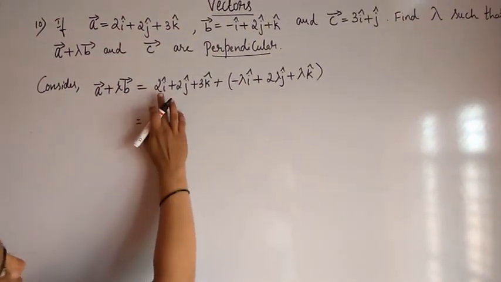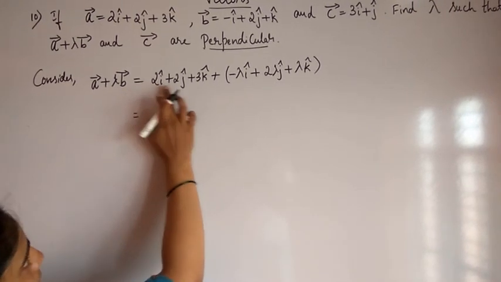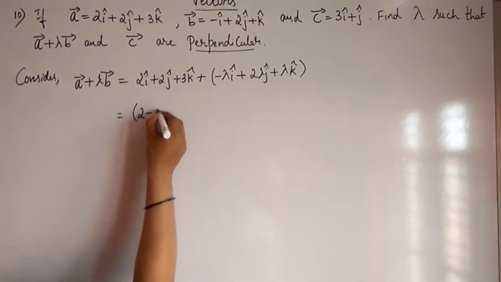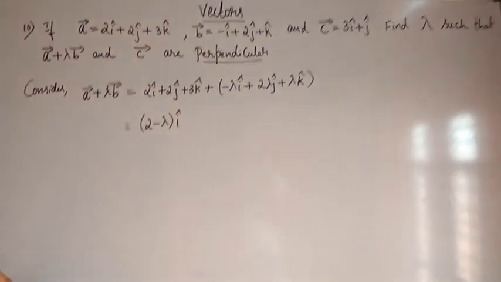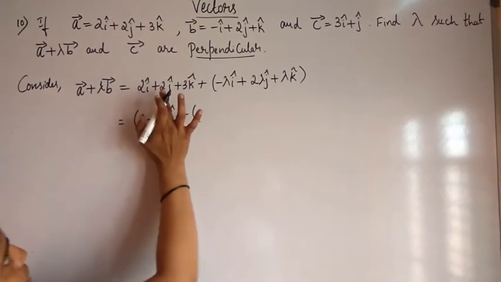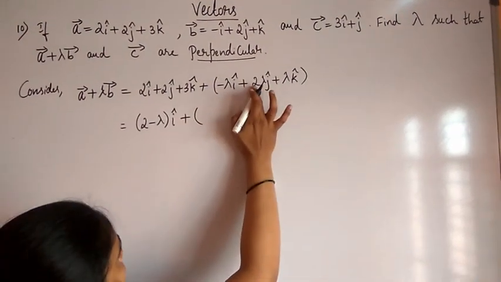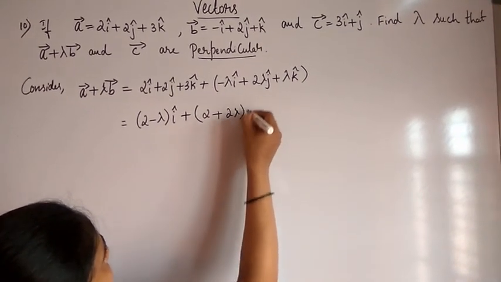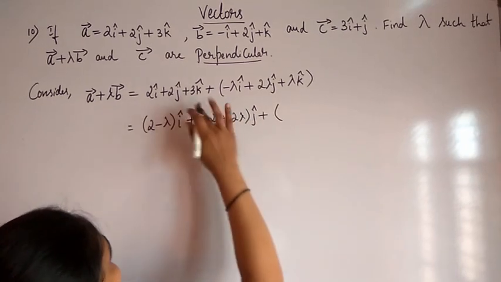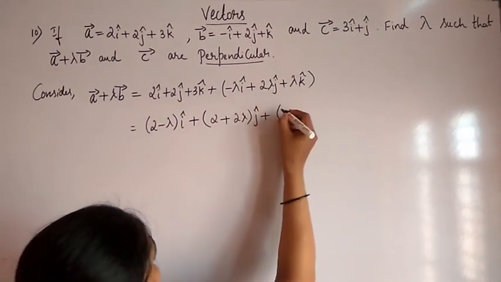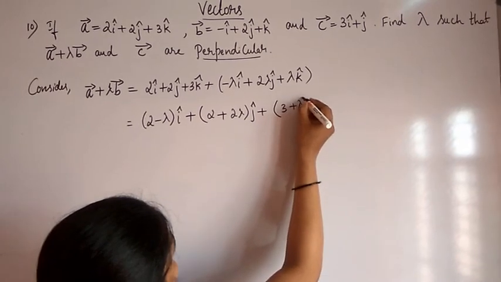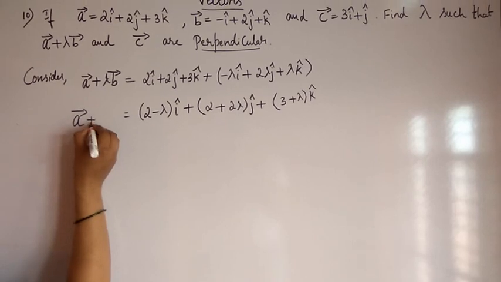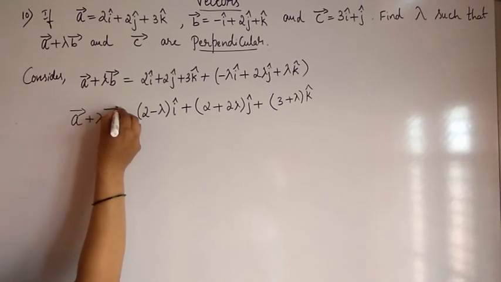So here, first let us take the i components. 2i cap minus lambda i cap. So i cap is common. We get 2 minus lambda into i cap. Similarly, 2j cap plus 2 lambda j cap, that is 2 plus 2 lambda into j cap, plus 3k cap plus lambda k cap is 3 plus lambda into k cap. Okay, this is vector A plus lambda B vector.